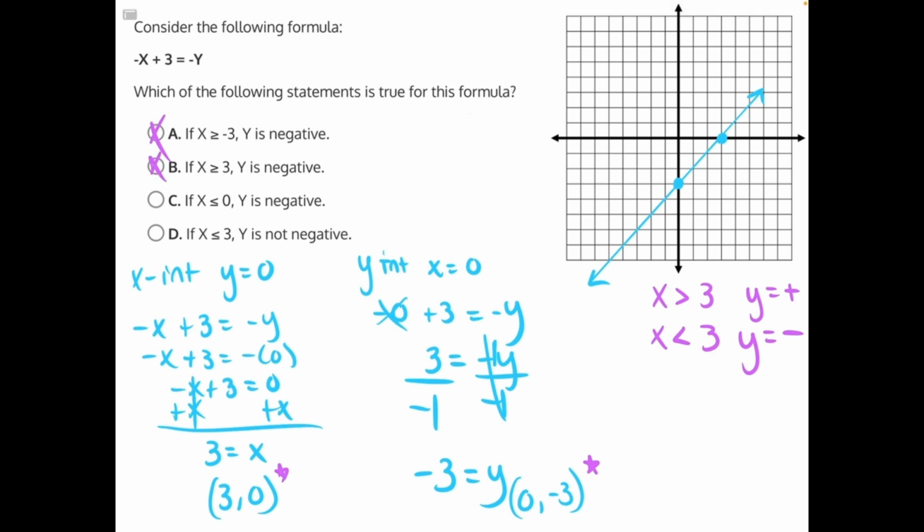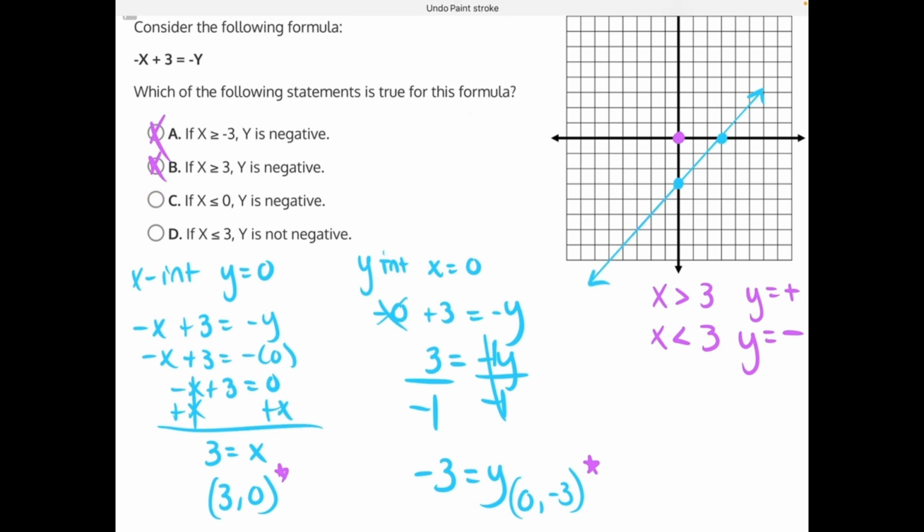C says if x is less than 0, which would be right here, y is negative. Well, let's put that on our plot and take a look at all the values that are less than this value. And that would be true because this extends into negative infinity as far as y goes. So that makes C our correct answer.